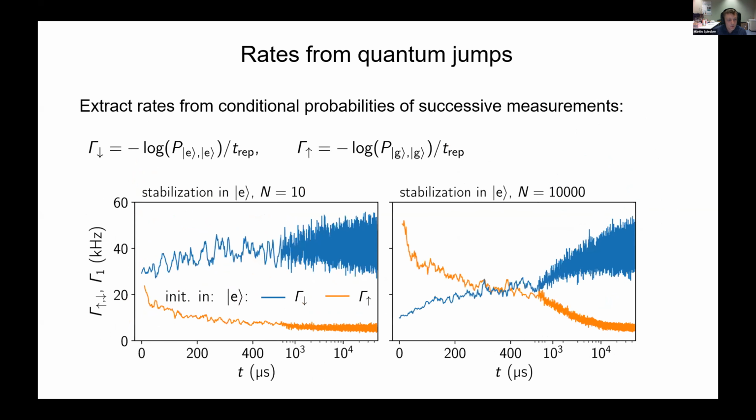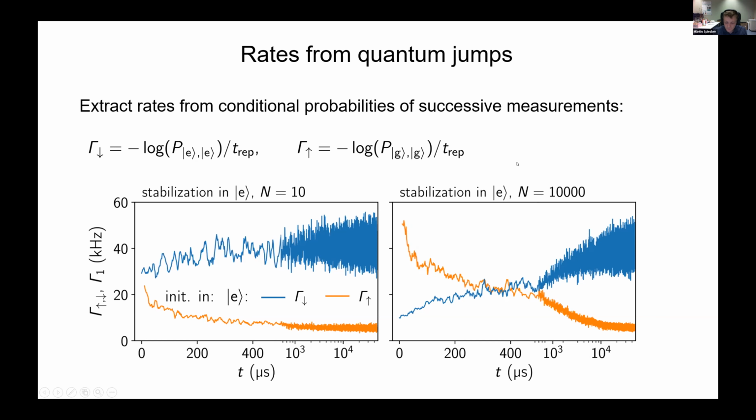Okay, so with these quantum jump traces, there's one important thing we can calculate, which is the transition rates, which we can extract from the probabilities of successive measurements. These probabilities can then be converted to the transition rates of the qubit, gamma up and gamma down, which are now plotted here for different stabilization times. For a well-behaved qubit, these rates should just be constant. Instead, what we see is that these rates are bending in the beginning, and actually for long stabilization, they are inverted. So the qubit really sees a negative temperature environment. The qubit wants to go to the excited state.